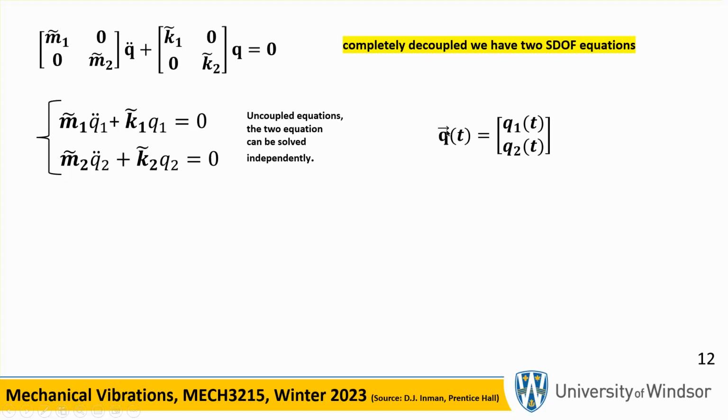Let me remind you that q had these two components, q1 and q2. Instead of x1(t) and x2(t), we have q1(t) and q2(t). Remember that this number is just U1, which is the first mode shape, times M, times the mode shape.